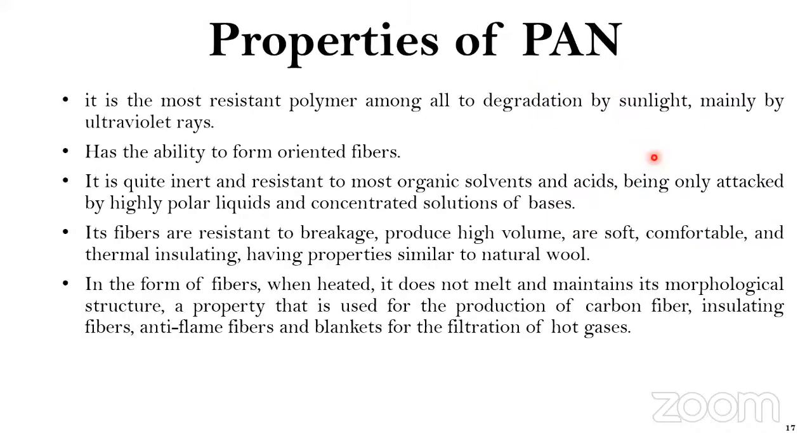So what all properties are there for PAN or polyacrylonitrile? It is the most resistant polymer among all to degradation by sunlight, mainly by ultraviolet rays. Just now you mentioned whether UV resistance is there or not, but this polyacrylonitrile is a UV resistant polymer. It has the ability to form oriented fibers. It is quite inert and resistant to most organic solvents and acids, being only attacked by highly polar liquids and concentrated solutions of bases. Its fibers are resistant to breakage, produce high volume, and are soft, as one of you mentioned right now, correct? Comfortable, and with thermal insulating properties similar to your natural wool.